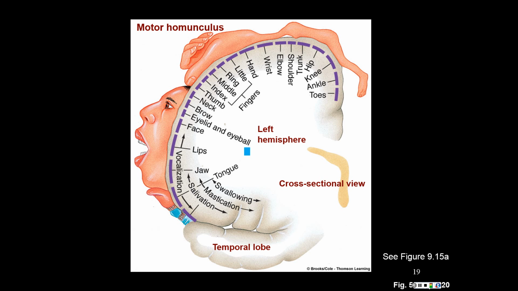For example, if you look in the image, you'll see that the face looks really disproportionately huge. I'm not saying that the face is huge. What it's saying is it takes a lot of gray matter to control all the muscles in the face.